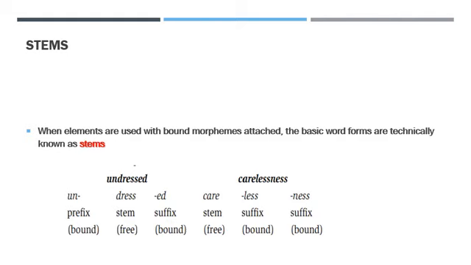We have unaddressed. And in fact, the main word, the original word, the stem here is dress. Then we added ed, dressed, and then we added the prefix un. Also, we have care, then we have careless, and then we have carelessness. So care and dress are called the stem.